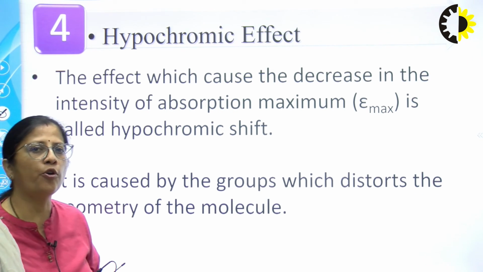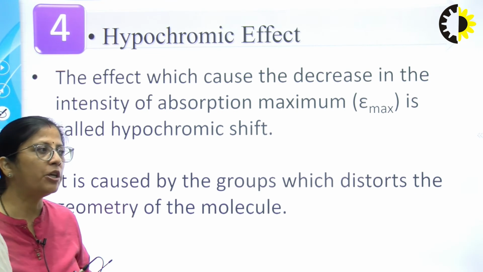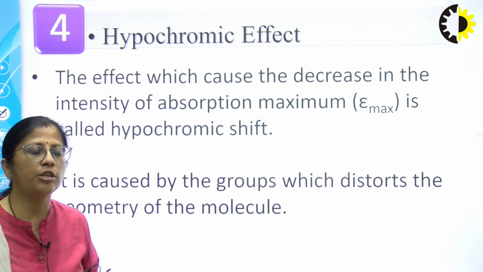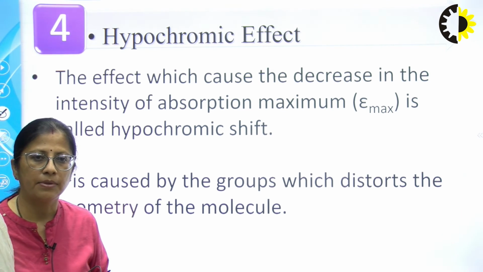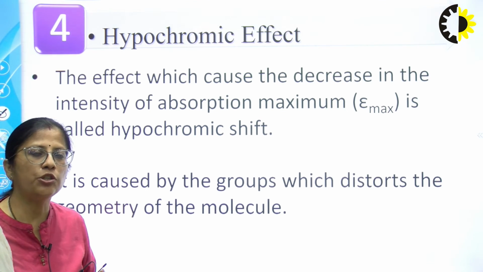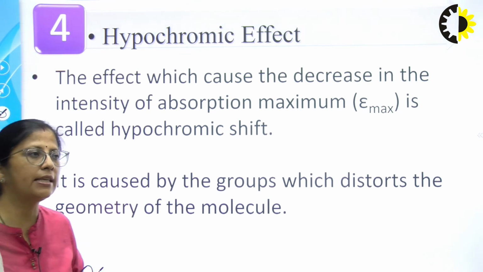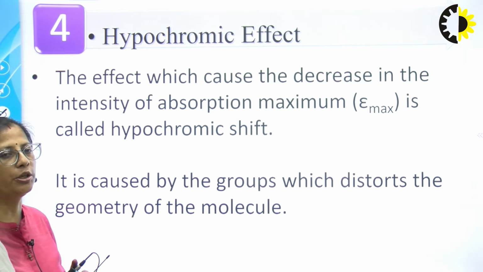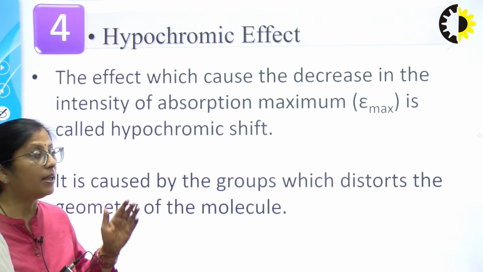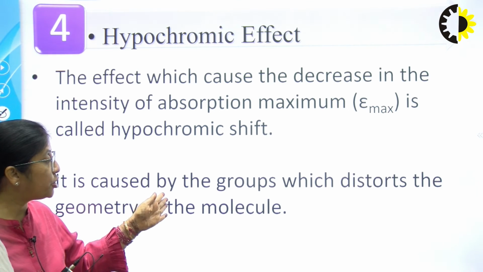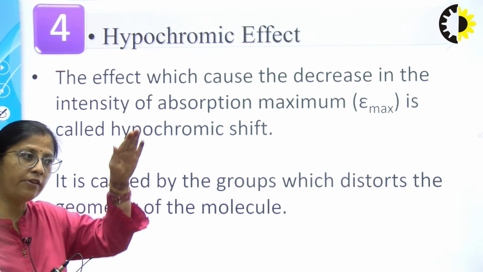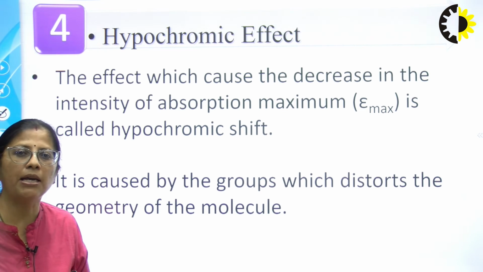Last is the hypochromic effect. By this effect, there is a decrease in the intensity of absorption maxima, and generally it is seen by the addition of those groups which distort the geometry of the molecule. If any group is included which is going to distort the geometry, then by distortion of the geometry, a hypochromic effect or the reduction in the absorption maxima is seen.